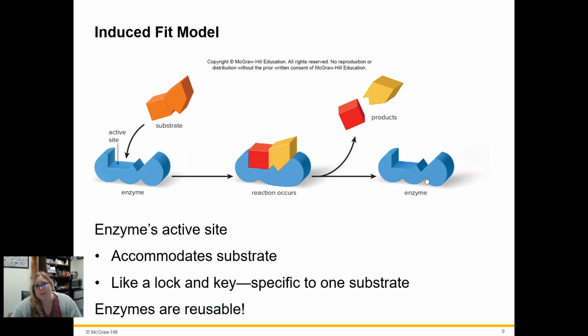What's really cool about this induced fit model is this has been used to identify the steps of metabolism, like what we see in photosynthesis and cellular respiration. We know that if as a scientist I go in and I block a certain enzyme, the rest of the reaction will not occur because that enzyme in that step is making the next step capable of occurring.